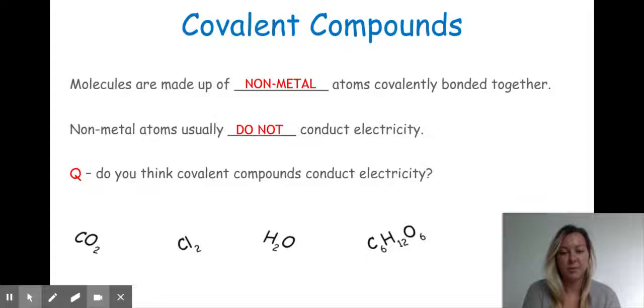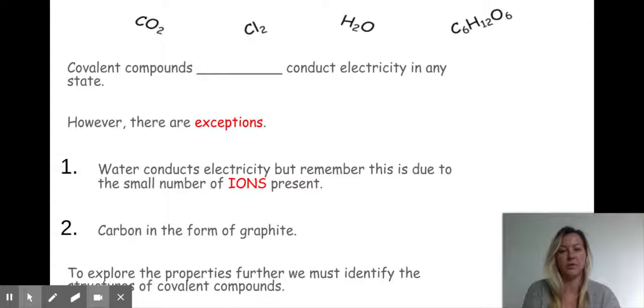There are some examples below. You've got CO2, carbon dioxide, chlorine, water, and glucose down there as well. So have a wee look at those. They're all made up of non-metal elements. What do you think? Do covalent compounds conduct electricity? The answer to that, of course, is also no. Covalent compounds do not conduct electricity in any state.